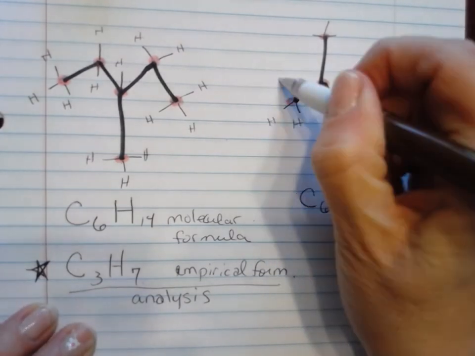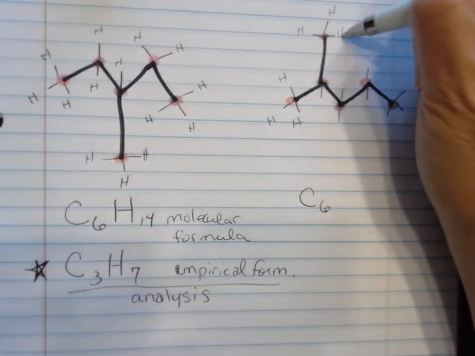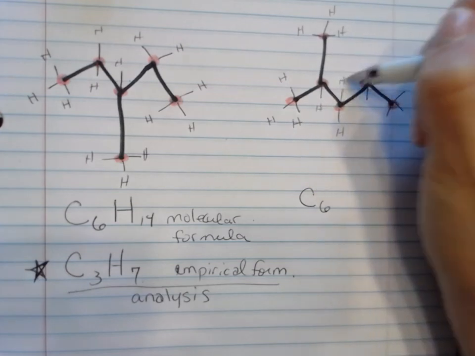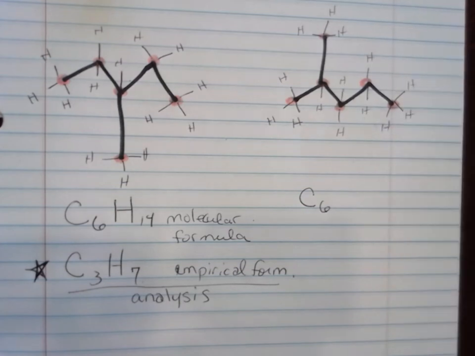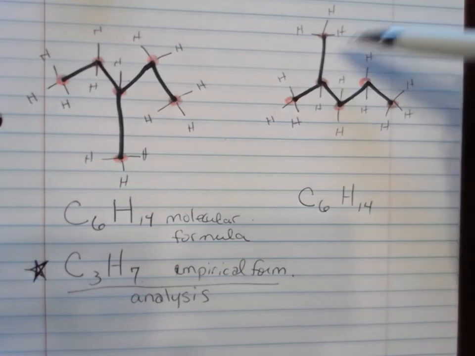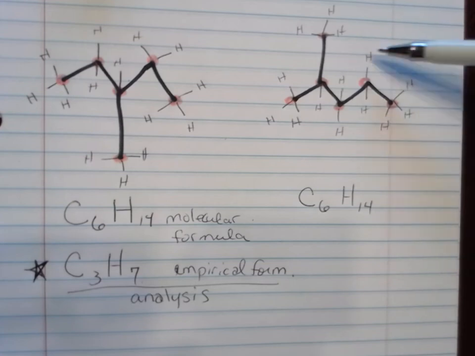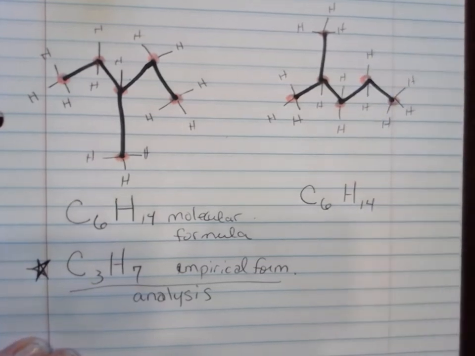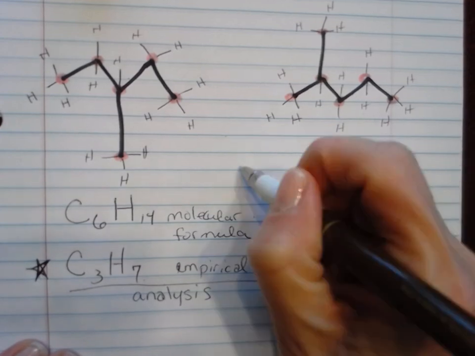So if I go ahead and add my hydrogens here, I've got 3, 6, 9, 10, 12, 14. I'm going to count them again. 1, 2, 3, 4, 5, 6, 7, 8, 9, 10, 11, 12, 13, 14. So yes, they do have the same molecular formula. So they are isomers of each other.